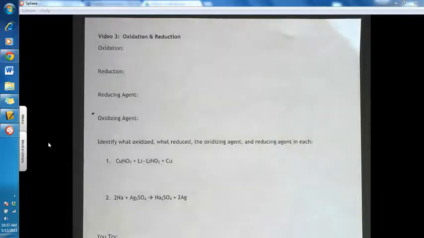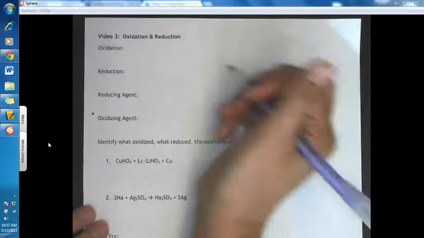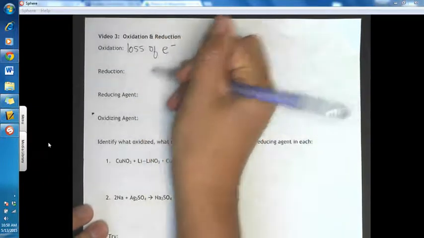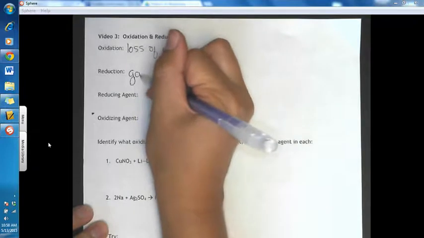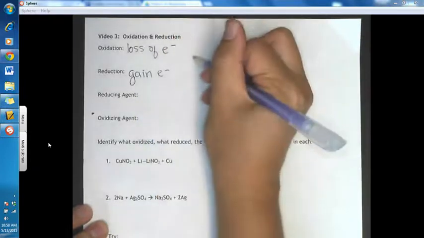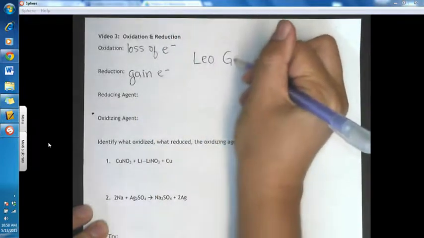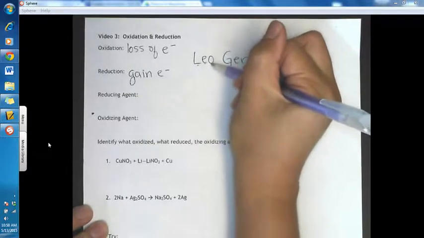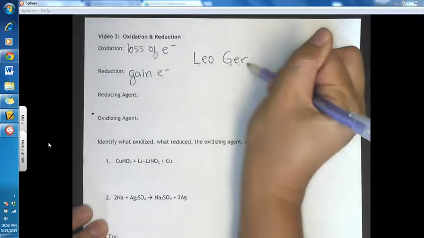So this video is on oxidation reduction, assigning which element is oxidized, what's reduced, what is the oxidizing agent, and what is the reducing agent. So again, let's go over those terms from the previous video. Oxidation is going to be a loss of electrons. Reduction is gaining electrons. And remember, I like to use LEO-GER to help me remember that. Lose electrons oxidized, gain electrons reduced.